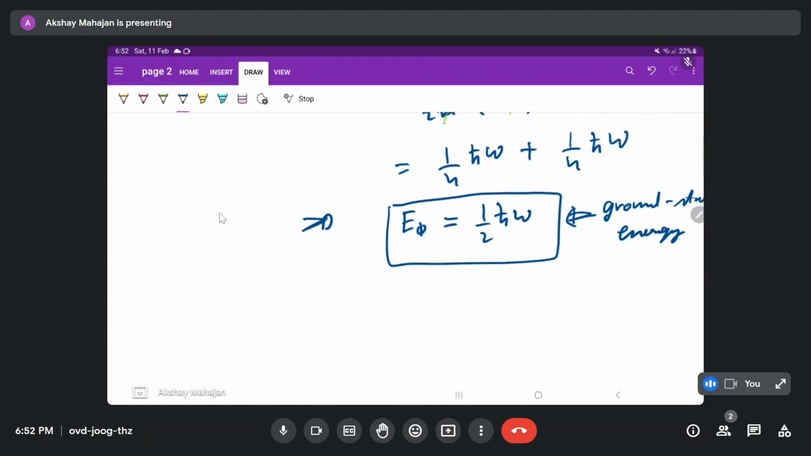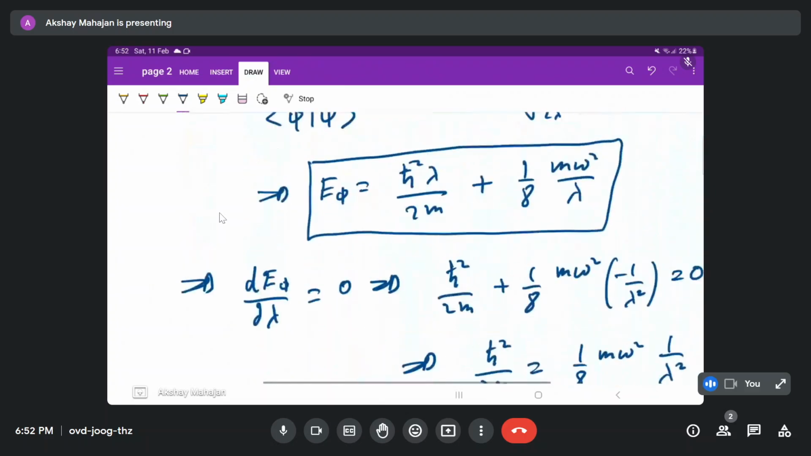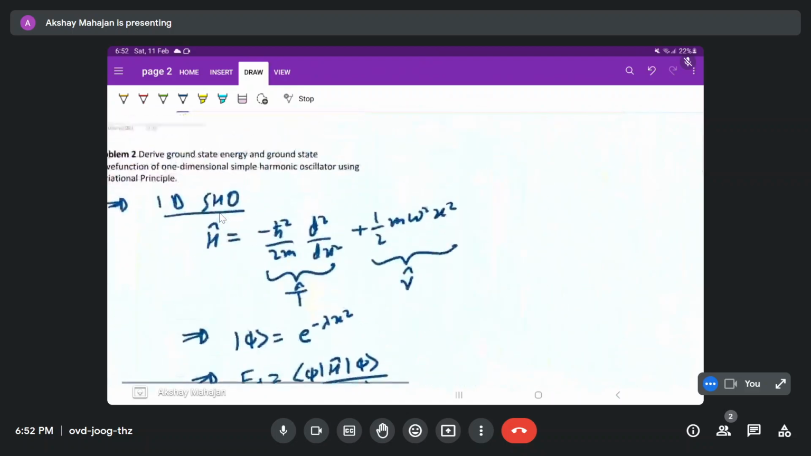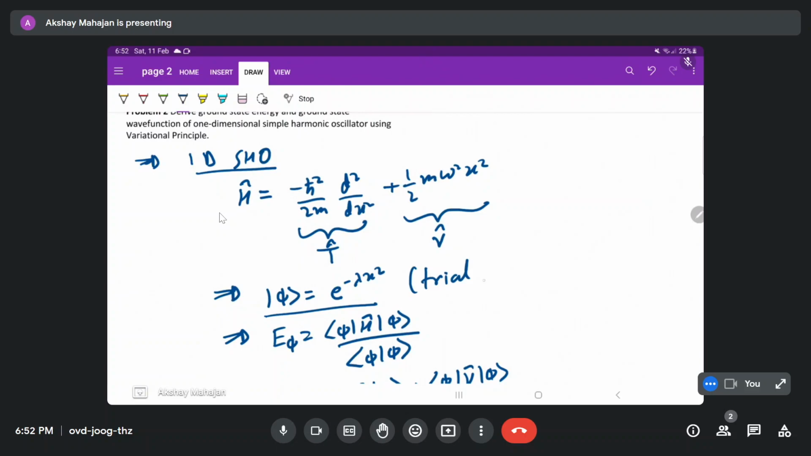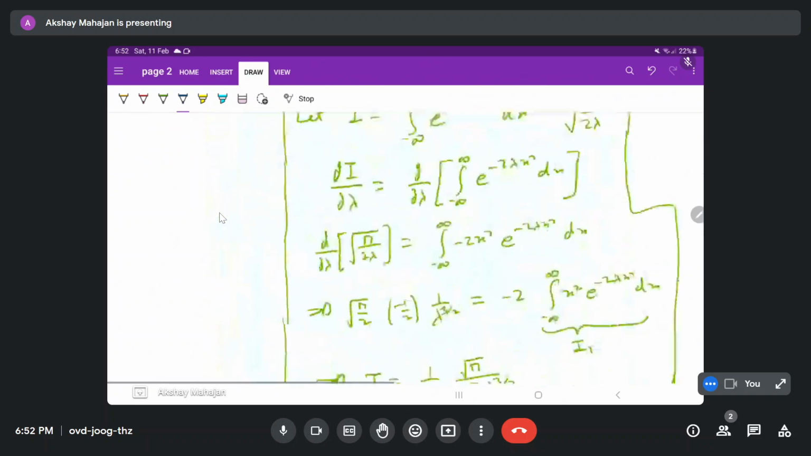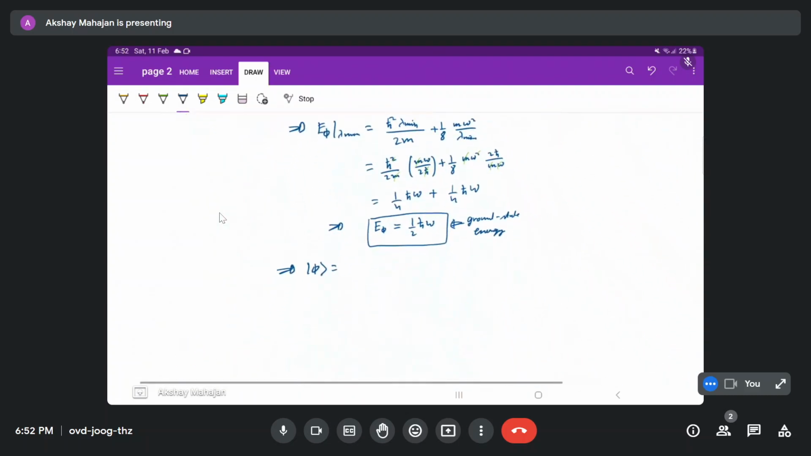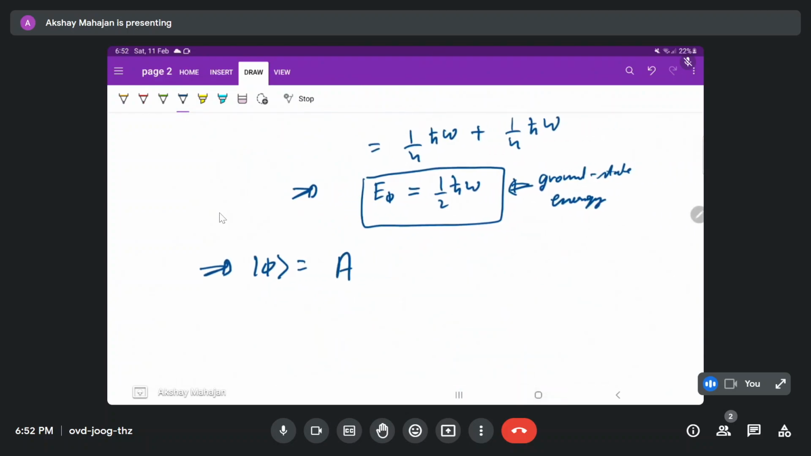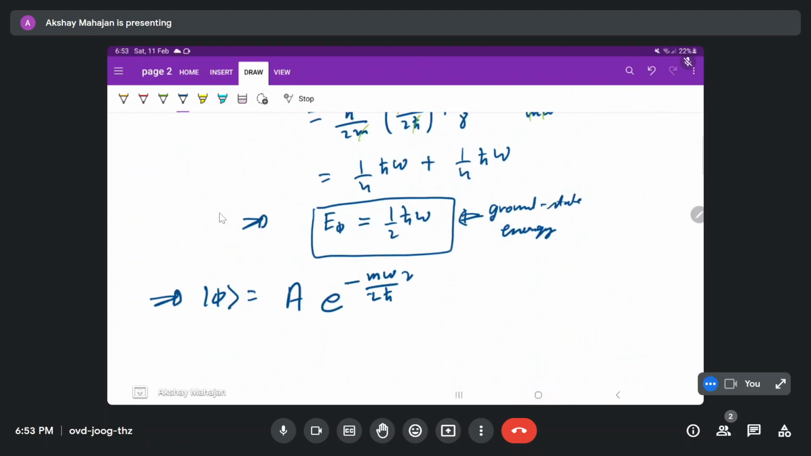Alright, now similarly, what will be our wave function phi that we are talking about? Phi, what we have assumed is some e to the power minus lambda x square. This is our trial wave function, I should have written it here, sorry. Then we did all the calculations. Now I will put a normalization constant here, e to the power minus lambda, that is m omega by 2h cross times x square.